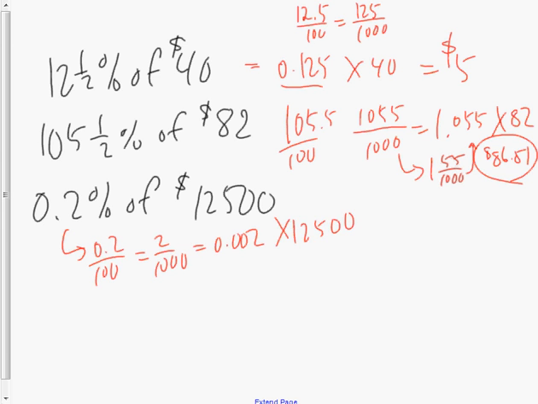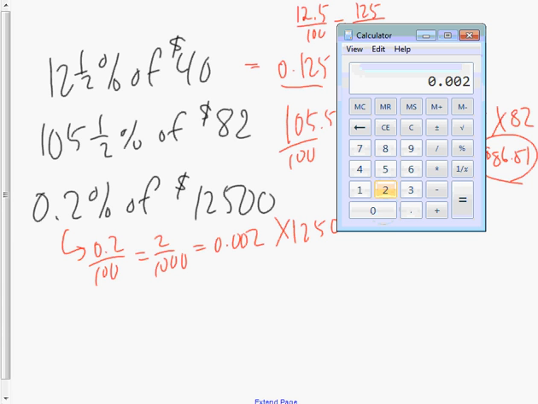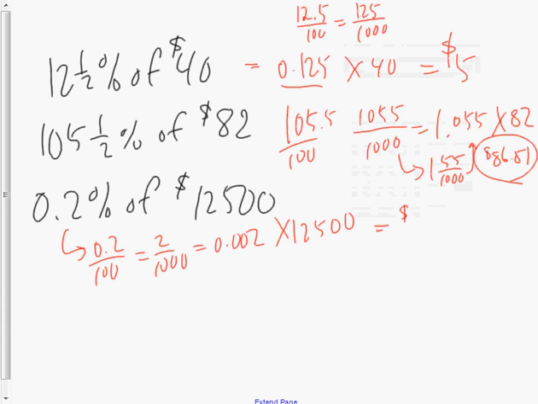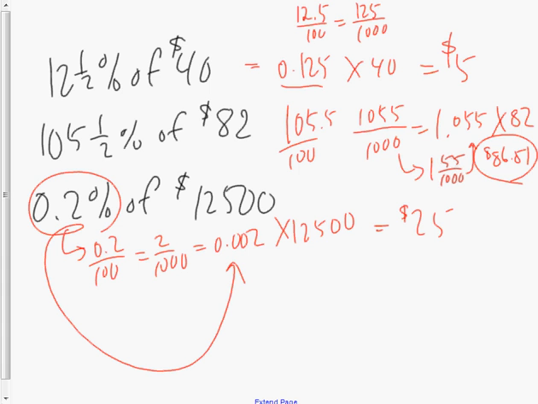Using a calculator, 0.2% of 12,500 is $25. Okay, so the expectation in this one is you realize how to convert this to a decimal and then think of it as a product of two numbers.